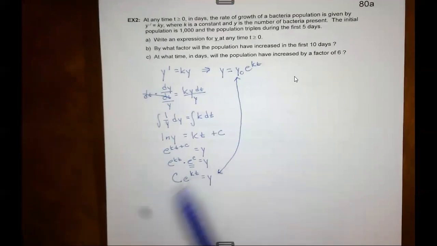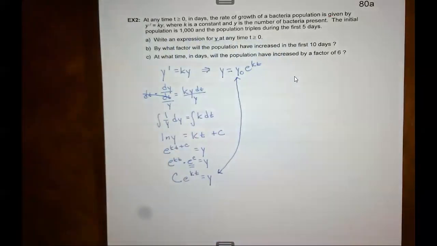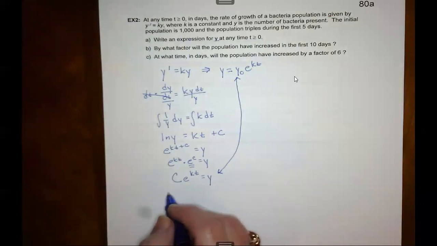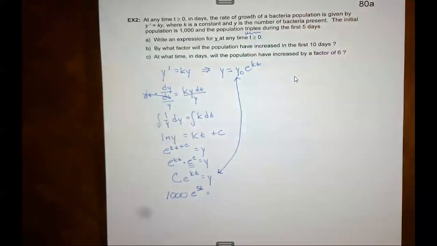It tells us that the population is 1,000 and it triples during the first 5 days. So we start off with 1,000, that's our initial amount. Our time is 5 days, so we're going to have 5 for T. And if it's tripling, then our outcome amount is going to be 3,000.